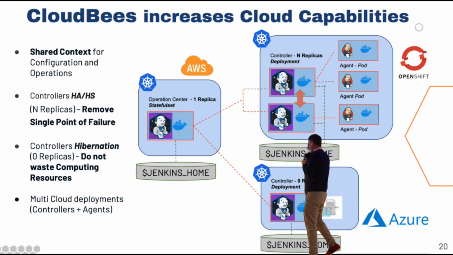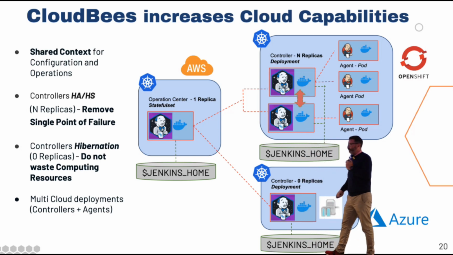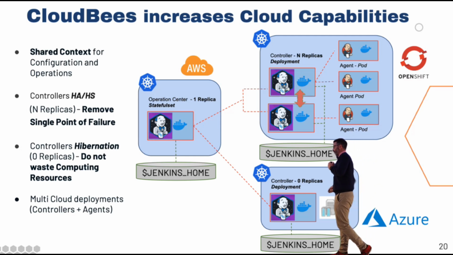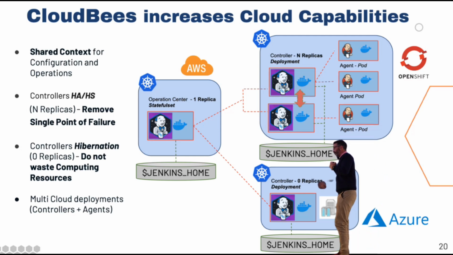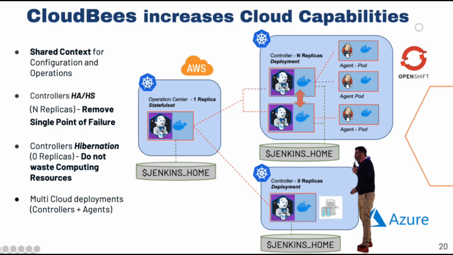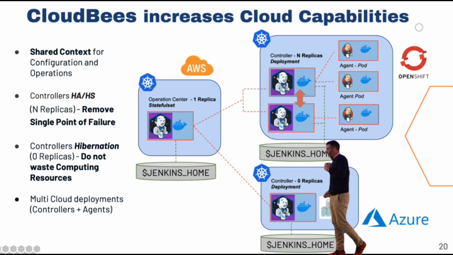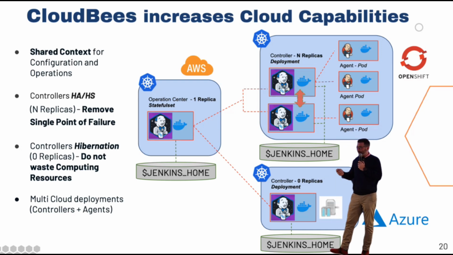And finally, we can do multi-cloud deployments. So you can have maybe your operations center running on one provider, one of the controllers running in your private data center on OpenShift, and then you have another controller running on Azure. That is possible.